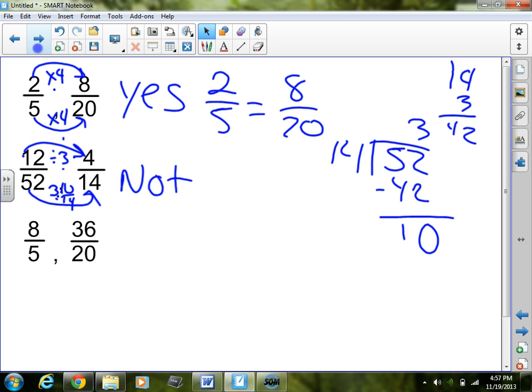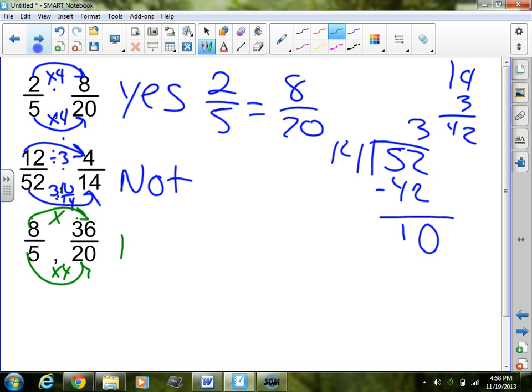Last one, I'll do this in a different color. 8, 5, 36, and 20. Well, let's see, I go from 5 to 20 by multiplying by 4. That's easy. 8 to 36. I can't multiply by 4. It'd be 4 and something else. 4 and 2/4, so 4.5. Okay? So that would not work. It'd be some other number. So this answer is not a proportion as well.